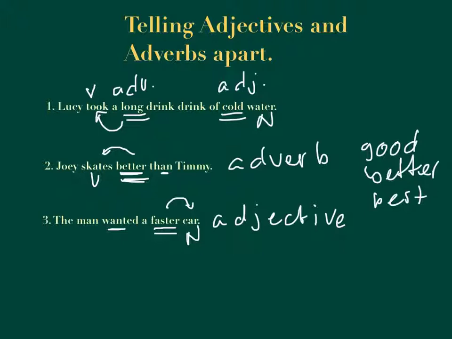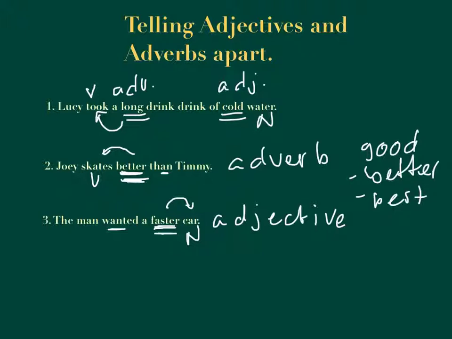So here we have an example of a comparative adverb, and here we have an example of a comparative adjective. So both adverbs and adjectives can be in their comparative form, or they could be in their superlative form. But adverbs are adverbs, adjectives are adjectives, because they do different things. Alright, so hopefully this is becoming a little more clear for you.